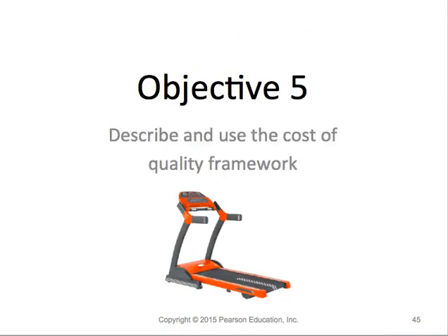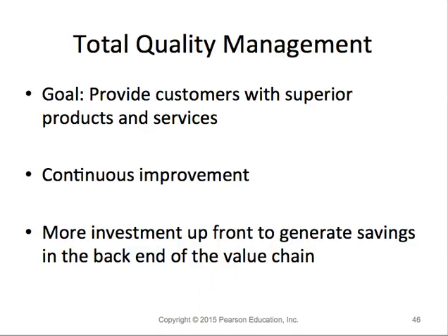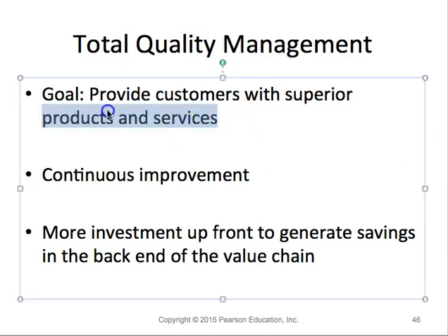So next objective, describe and use the cost of quality framework. Total quality management is very commonly used in manufacturing facilities. The goal is to provide customers with superior products and services. Many companies have this goal. Most companies focus on customer satisfaction, by providing the best products and the best service possible. And another goal here is continuous improvement.